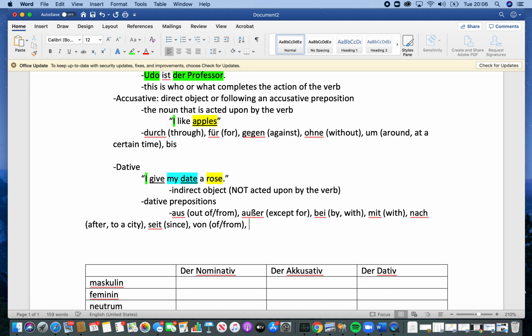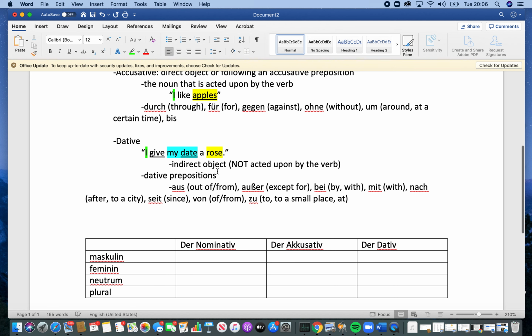And then we have zu. That can mean to a place within a city. We'll just say to a small place, small scale. Could say at, zu Hause. So those are the uses of the dative.